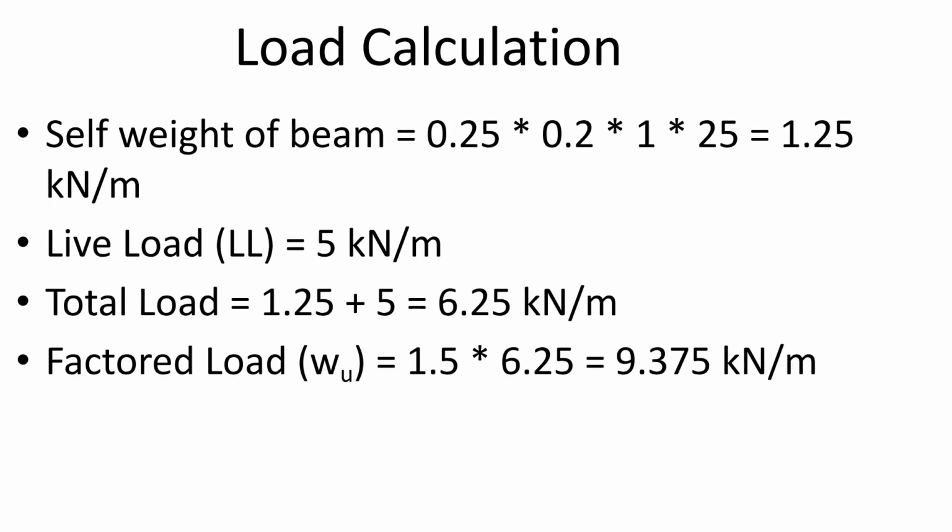For the load calculation, we first determine the self-weight of the beam. That is, length times breadth times depth times unit weight of concrete. It is calculated as 1.25 kilonewtons per meter. Adding this to the live load of 5 kilonewtons per meter gives a total load of 6.25 kilonewtons per meter, which is the service load acting on the beam. Applying a factor of 1.5, we arrive at a factored load of 9.375 kilonewtons per meter.